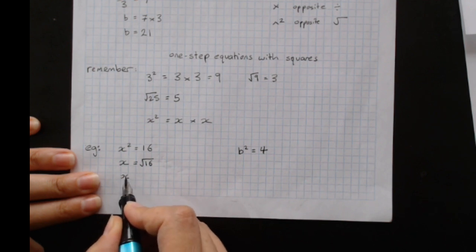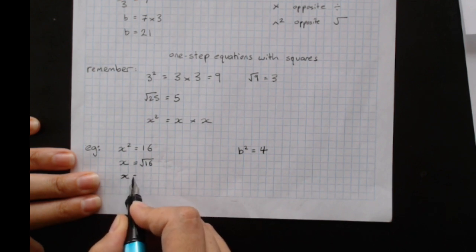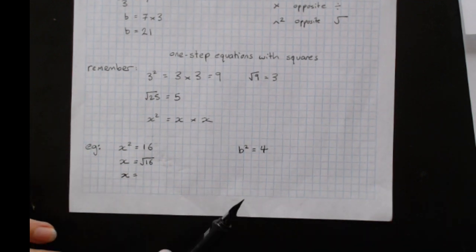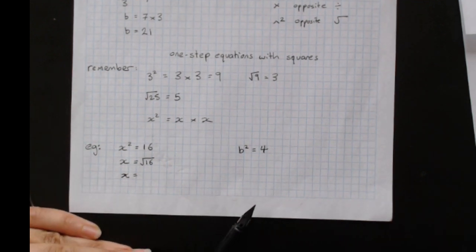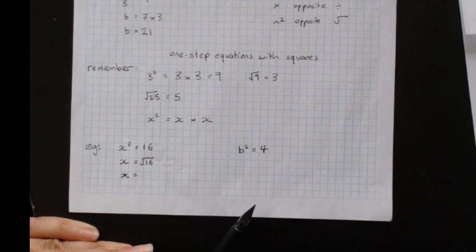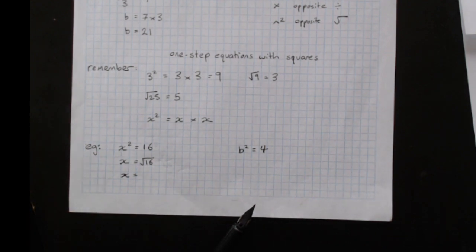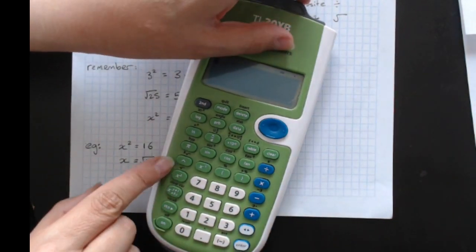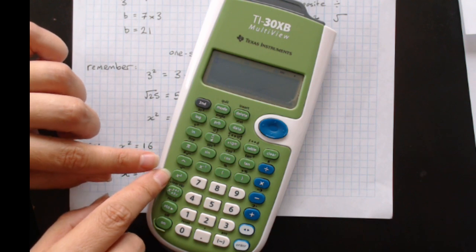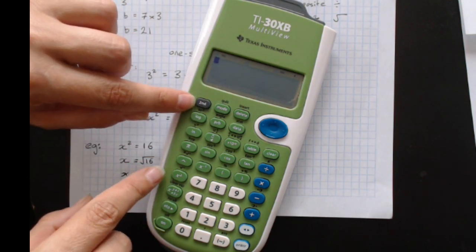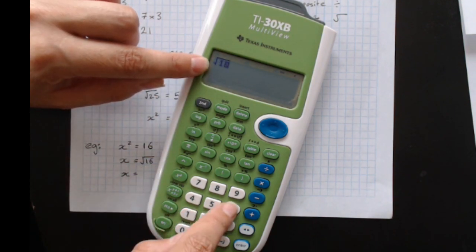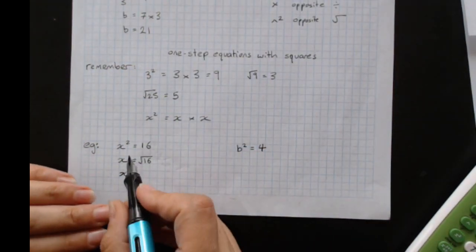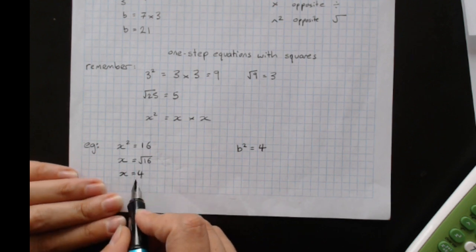And you could do this on your calculator if you wanted with the square root button. Or you could do this by knowing what the square root of 16 is. Now I do have a calculator here, so that's lucky. Here's your square root button above your squared button. So shift or second and square root of 16 equals 4. And of course that's correct because 4 times 4 is 16.